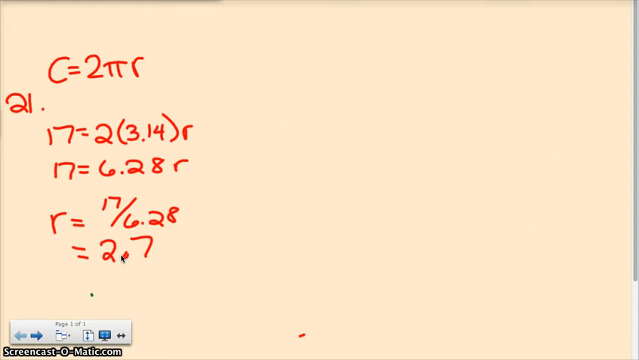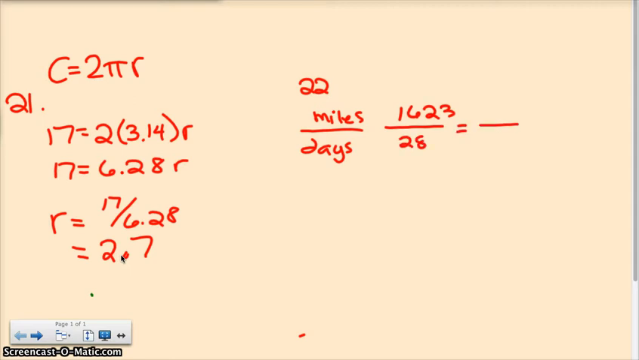22. A flock of Canadian geese migrated 1,623 miles in 28 days. What's the average rate at which these geese traveled per day? So I have miles and days is a comparison, miles over days. So I have 1,623 miles is to 28 days as how many miles is to 1 day. And then do the cross product.